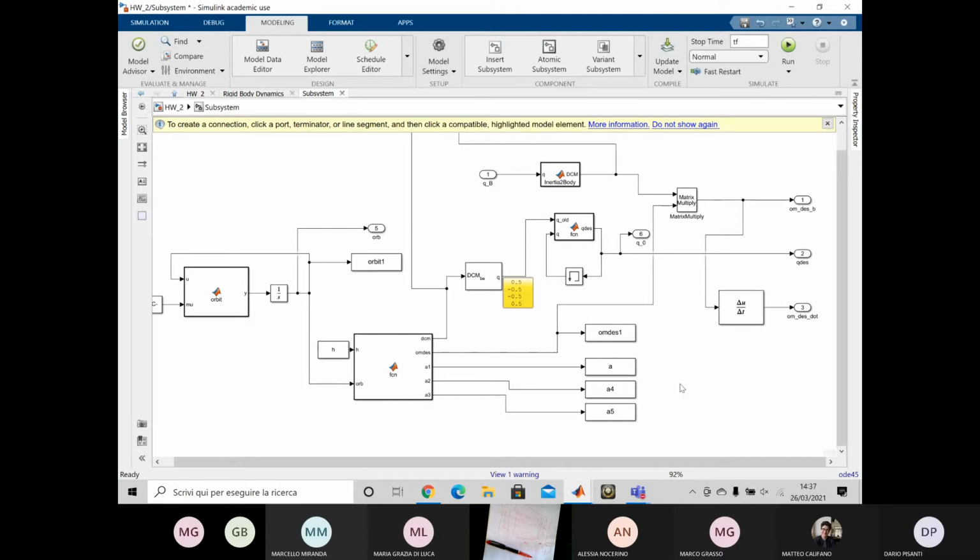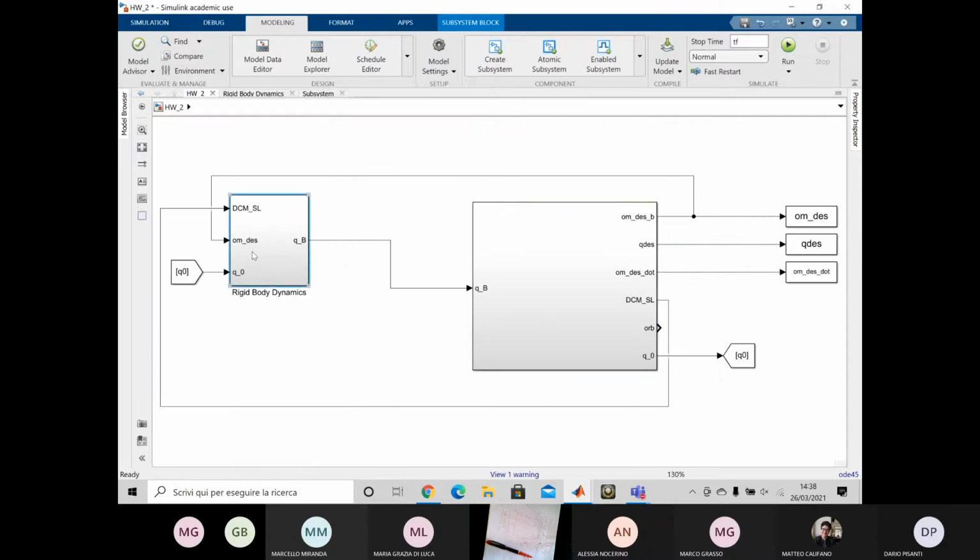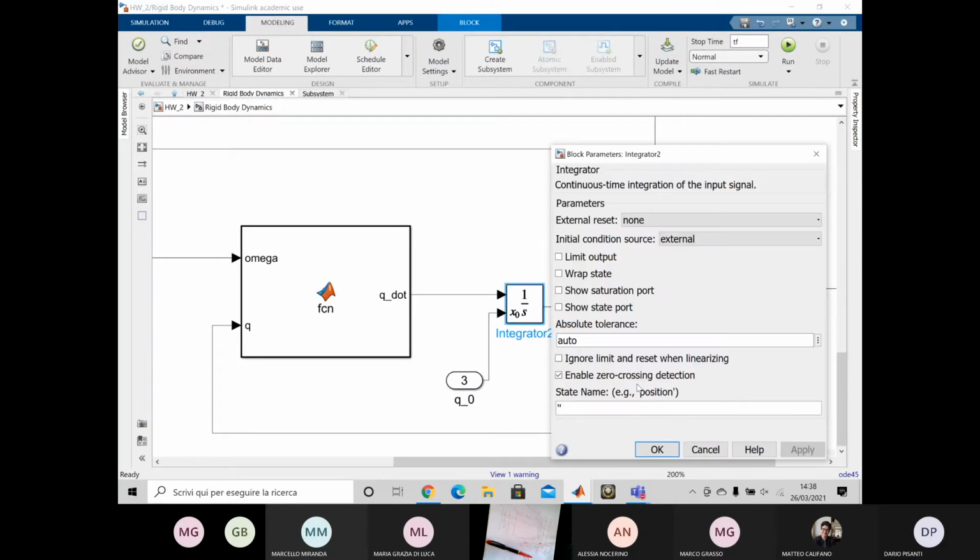Yes. I'm wondering what that block is doing. Is it using only the first one as the initial condition, or is it reusing it every time? You know what I mean? Let's check. External reset, none. I don't know. I have the feeling that it may be doing something weird, since this initial condition is changing for each simulation step.